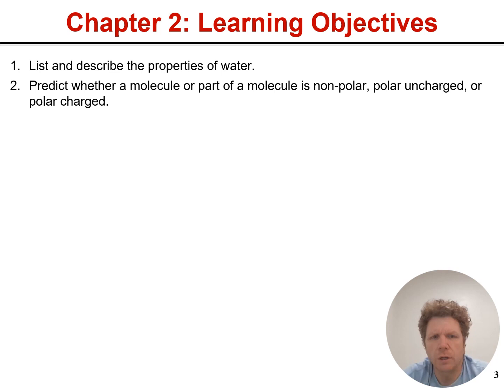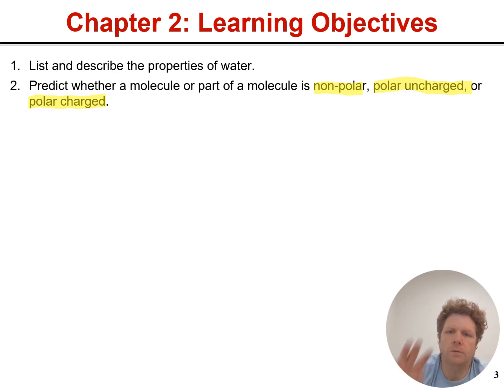We're going to be able to predict whether a molecule or part of a molecule is nonpolar, whether it is polar uncharged or polar charged. Now, these three groupings are groups that we're going to use for our classification of proteinogenic amino acids.